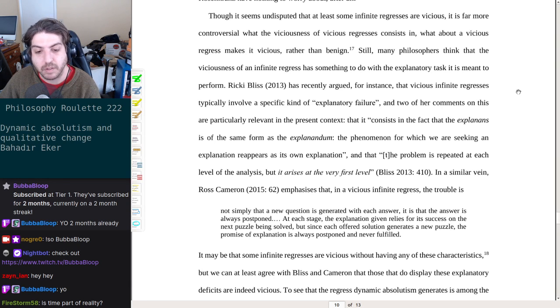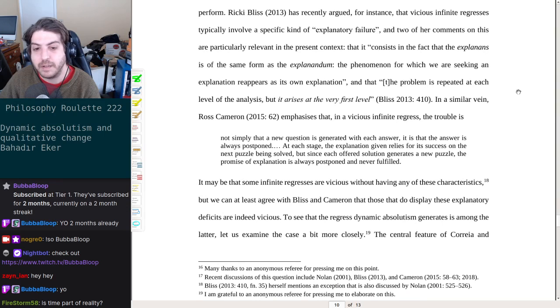In a similar vein, Ross Cameron emphasizes that in a vicious infinite regress, the trouble is not simply that a new question is generated with each answer, but that the answer is always postponed. At each stage, the explanation given relies for its success on the next puzzle being solved, but since each offered solution generates a new puzzle, the promise of an explanation is always postponed and never fulfilled.